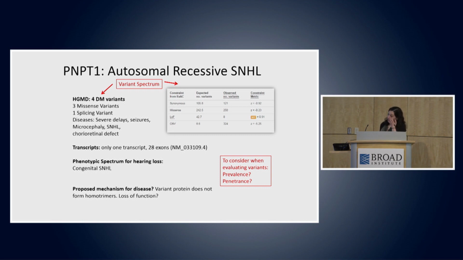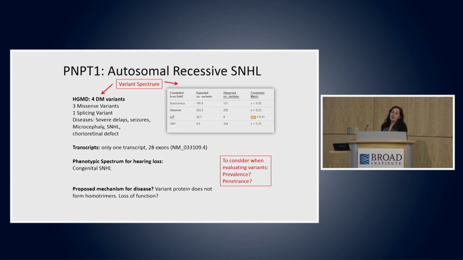We want to look at the transcripts just to see if all the variants are in a particular area of the gene or a particular transcript. So it's helpful to look at the number of transcripts and give yourself a sense of where all of these variants might be falling in the gene. So in this case, there's only 1 transcript. We use RefSeq. That's 28 exons.